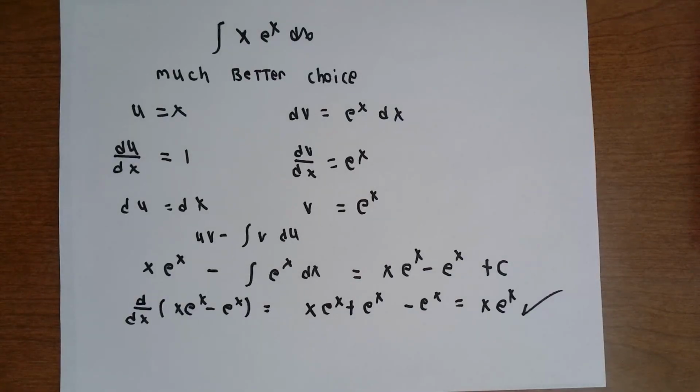I'll disregard the constant of integration because the derivative of a constant term is 0. For this part, I'll have to do the product rule. First function times the derivative of e to the x, times e to the x, plus the derivative of the first function, which is 1, multiplied by e to the x, minus the derivative of e to the x, which is e to the x. Those terms cancel out, leaving x e to the x behind. So this is correct. This is the right answer.